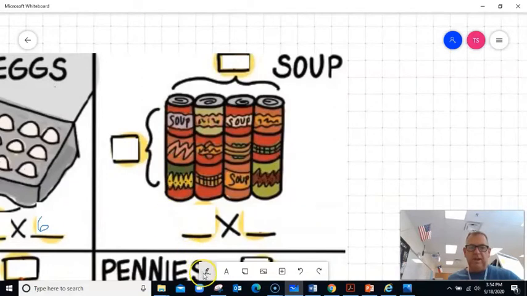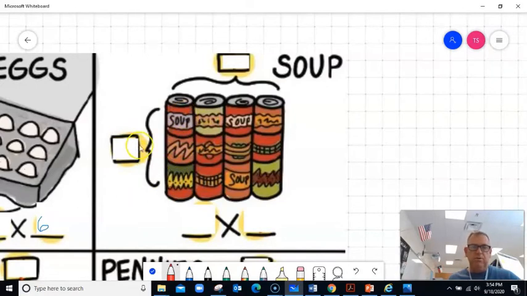So we got a stack of cans there, and we have 3 rows, 1, 2, 3 rows, so 3 rows. So my first factor would be 3, and I have 1, 2, 3, 4 in each row, 4 equal sized groups there, so that's 3 times 4.